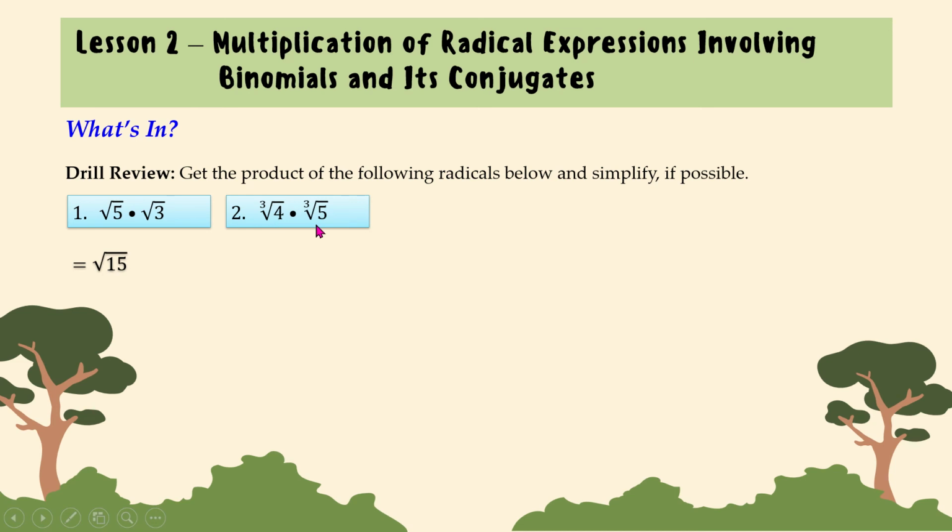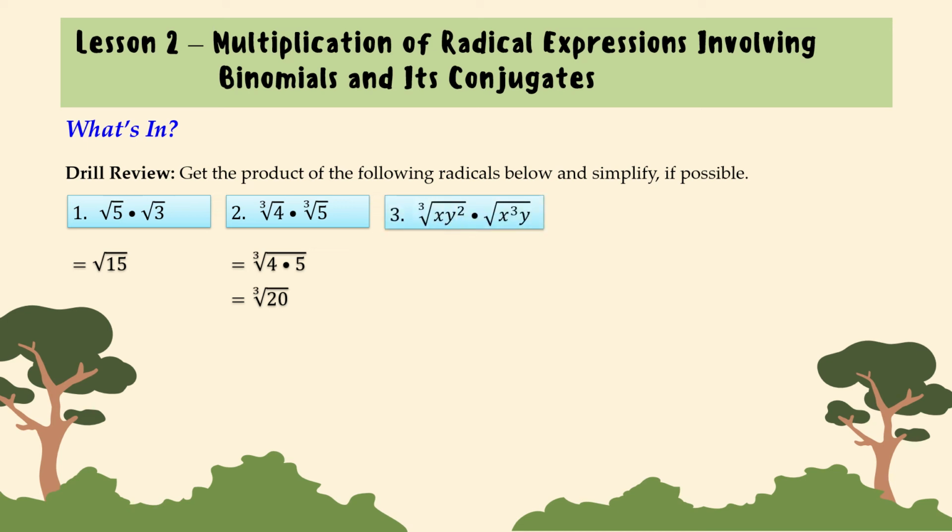Second example. Cube root of 4 times cube root of 5, they have the same index but different radicands. So we copy the same index, then multiply the radicands 4 times 5. That is cube root of 20. Can we factor 20? 4 times 5. Is 4 a perfect cube? Why not? Because our index is 3. 4 is not a perfect cube but a perfect square. So therefore, it cannot be simplified. It will stay as it is.